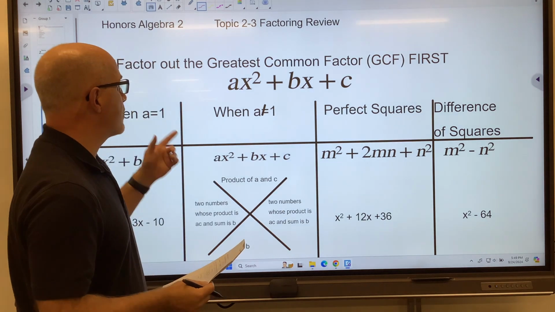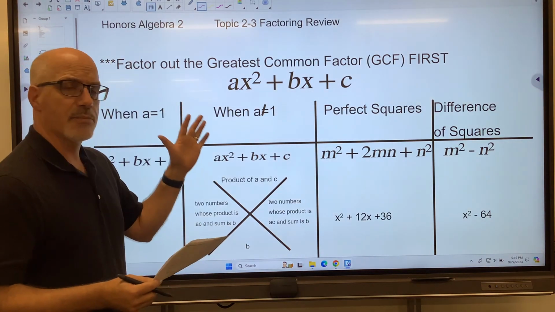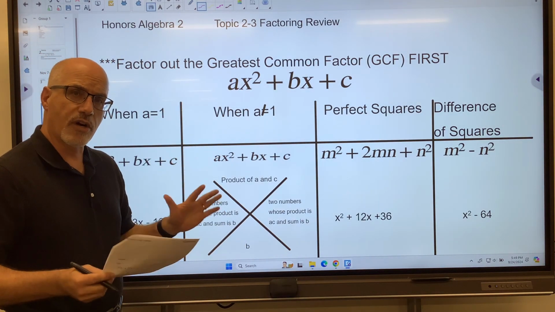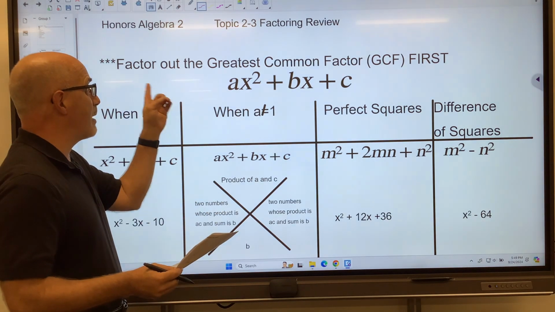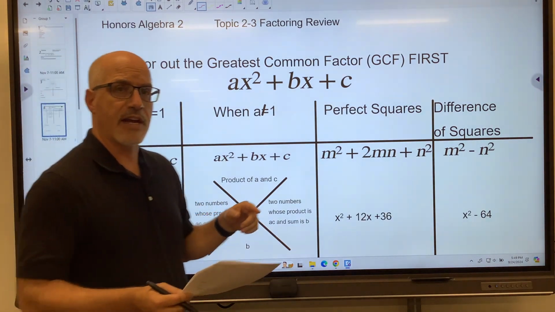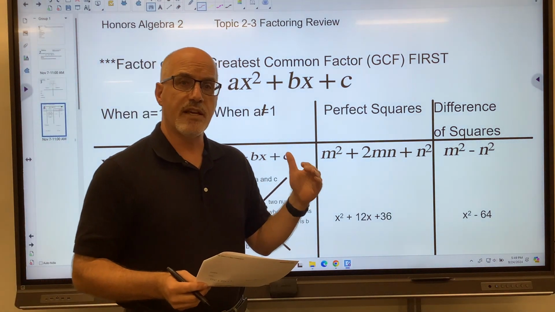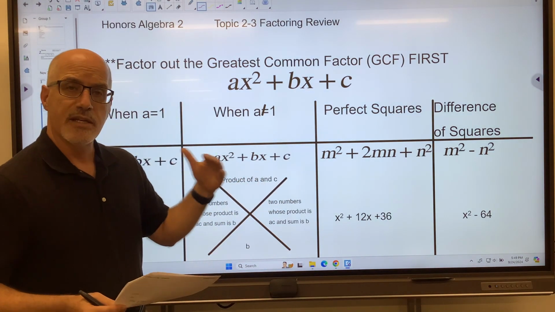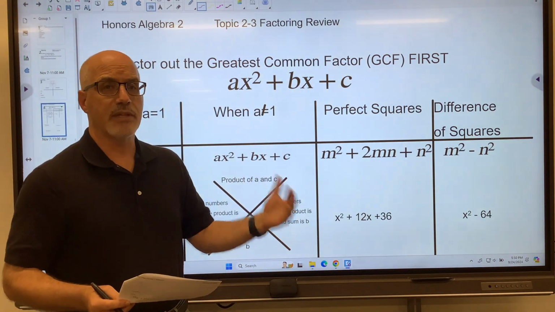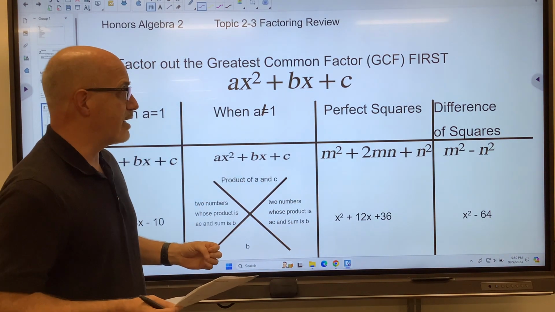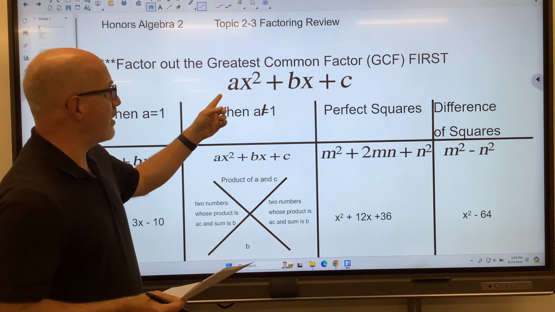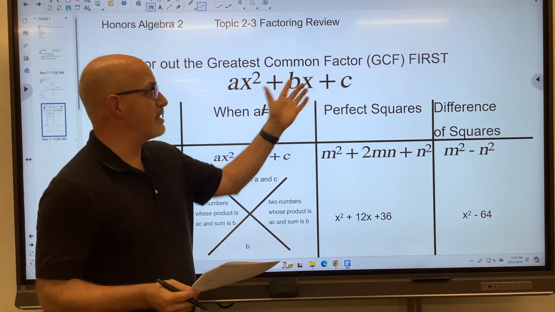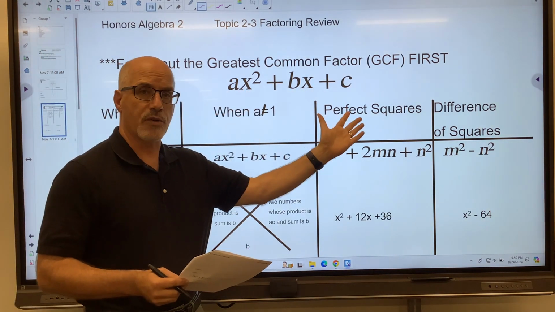So first of all, the biggest point you need to make sure you start off with when you're factoring is remember to take out the greatest common factor first. So the GCF comes out first, otherwise sometimes you'll end up not completely factoring the trinomial. So our pattern is ax squared plus bx plus c. This is a trinomial, 3 terms.